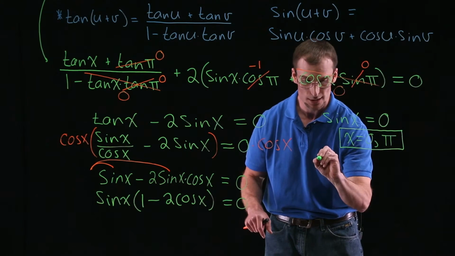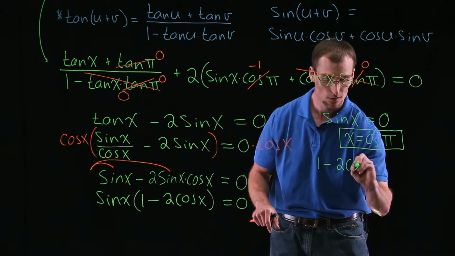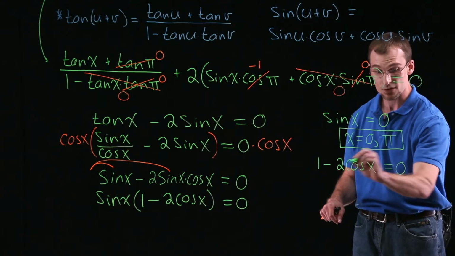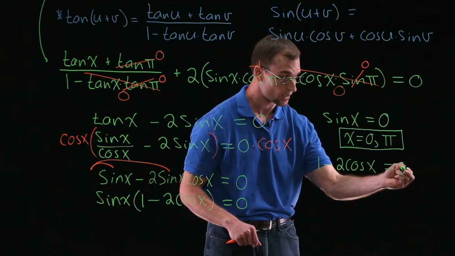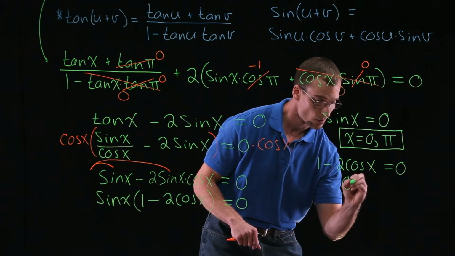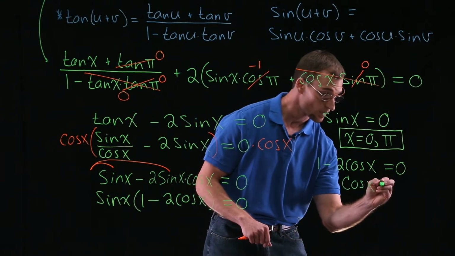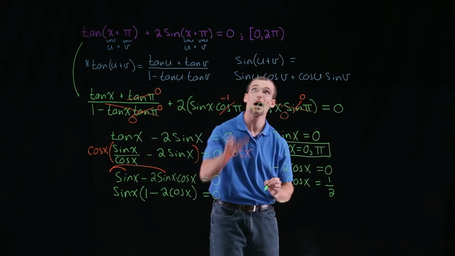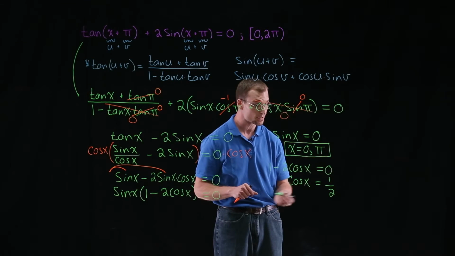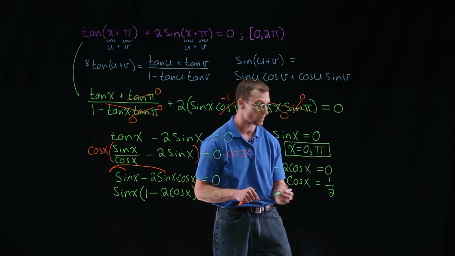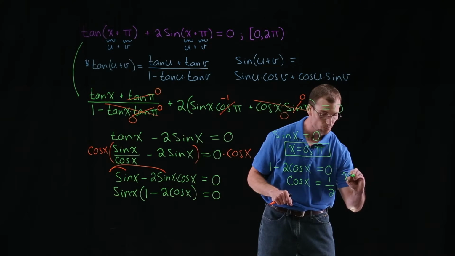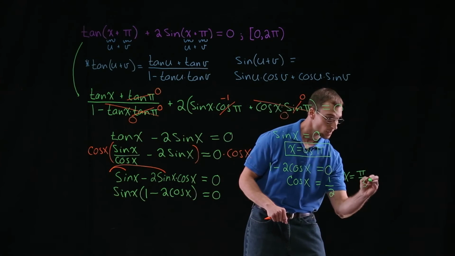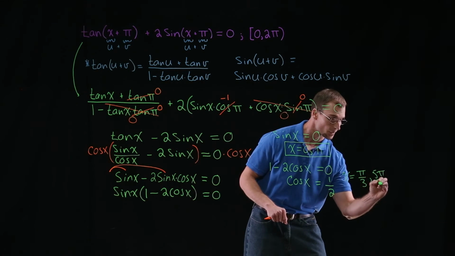And secondly, we take our 1 minus 2 cosine x and set that equal to 0, and solve this equation. If we subtract 1 and divide by negative 2, this gives us cosine x equal to positive 1/2. And same thing, on the interval from 0 to 2 pi, what values of x give us a cosine value equal to positive 1/2? Namely, that's x equals pi over 3 and 5 pi over 3.